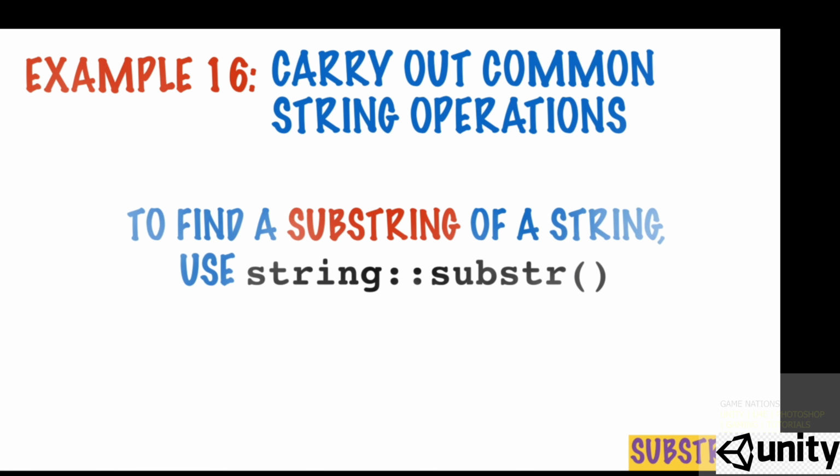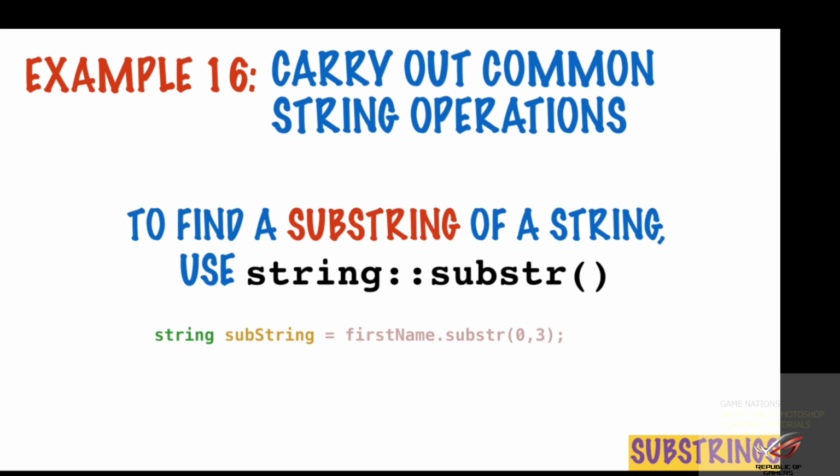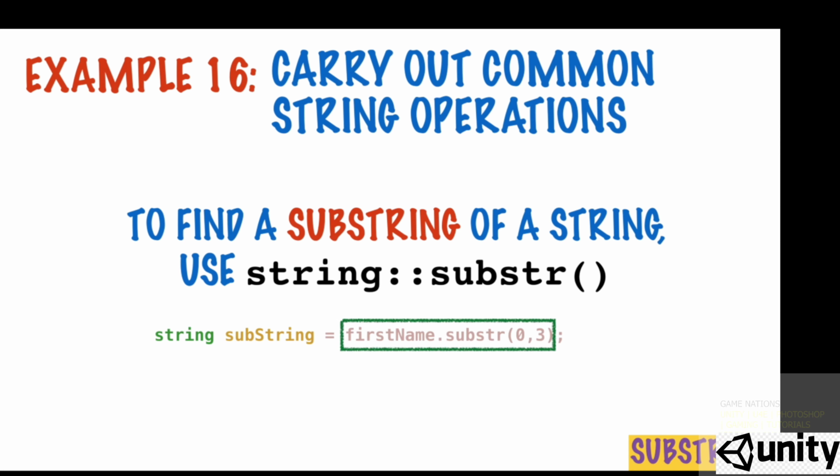Next up, let's go ahead and figure out how to calculate the substring of a string. Again, there is a really handy member function which is called substr. That's what you see on screen now. Let's figure out how this is used. And there is the usage. This line of code enables us to find the substring of this string variable, which includes the first 3 characters starting from position 0.